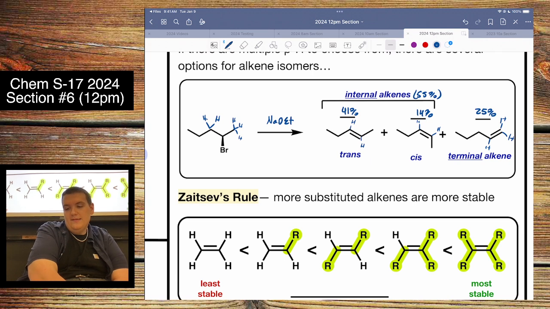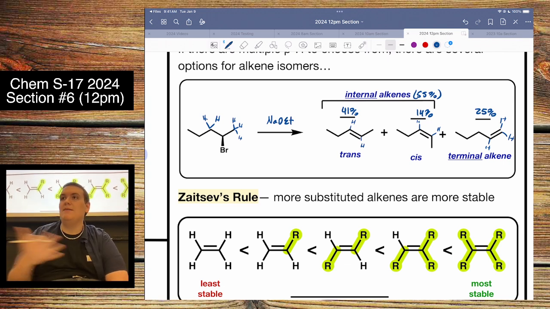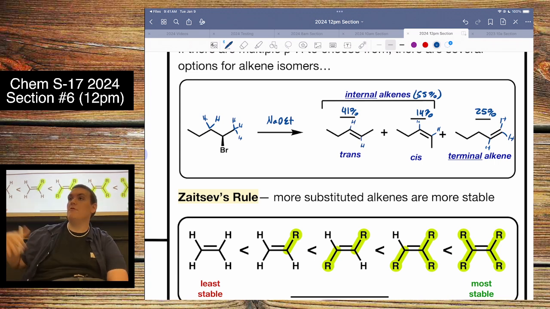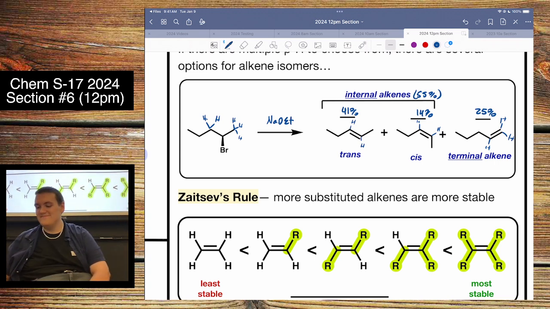So what do you notice about these percents? It's not 100. So again, this is the idea that a lot of different reactions can happen to the same molecules. And so even though we didn't list it here, SN2 probably can happen and is probably some of that remaining percentage.